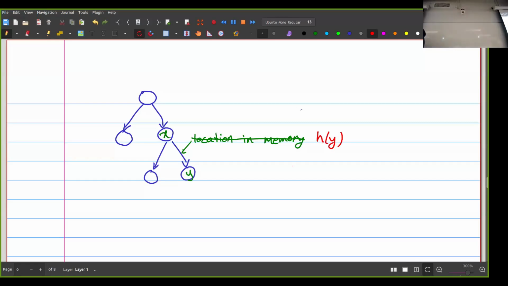Now, what happens if I do this? If I do this, it's much harder to locate Y. Because all X knows is that I have, let's say, a left child, and my left child has this particular hash value. It doesn't know where the left child is. So if you want to walk over this data structure and go from X to Y, you have to have some extra data structure that actually lets you search by hash. So it makes life harder.